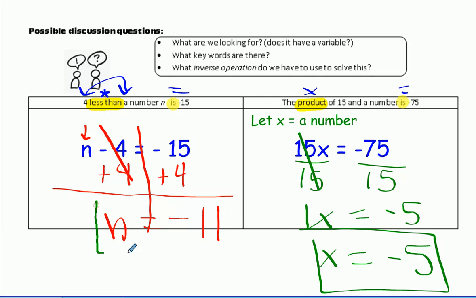Again, if this was a quiz or a test and you did not put a let statement, you would get points off. So be very careful to include a let statement. If I don't give you the variable, like I did here, you have to tell me what "a number" is going to stand for in your problem.